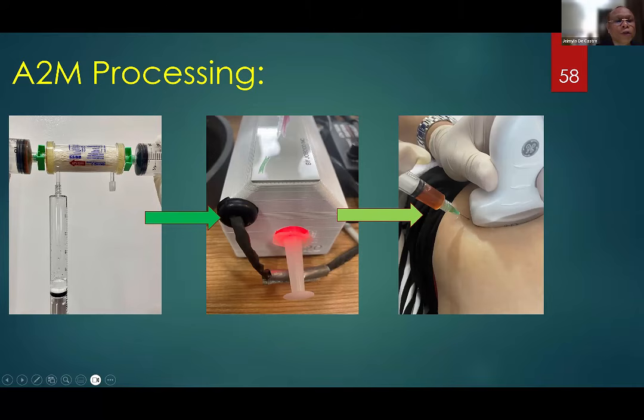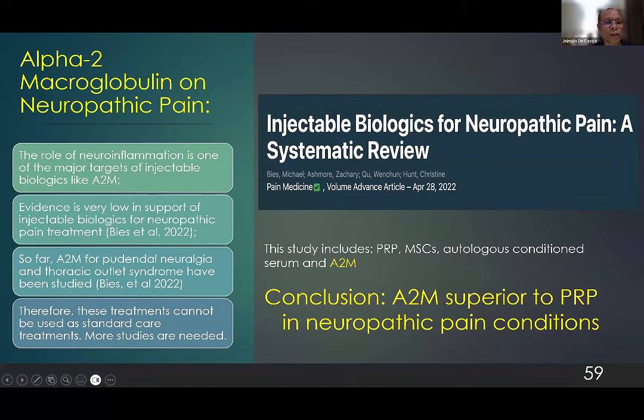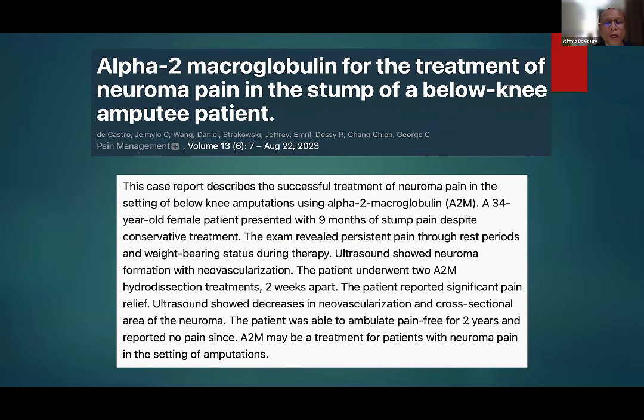Alpha-2 macroglobulin has a role in neuroinflammation, and although it has very low evidence at this point, it is considered to be one of the potential treatments for nerve injuries, in this case for pudendal neuralgia or thoracic outlet syndrome. But as of the moment, it's not yet a standard-of-care treatment for a lot of patients. But there are case reports and systematic reviews which compare alpha-2 macroglobulin with other treatments.